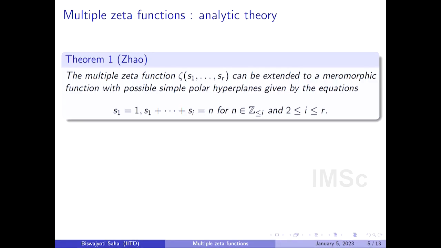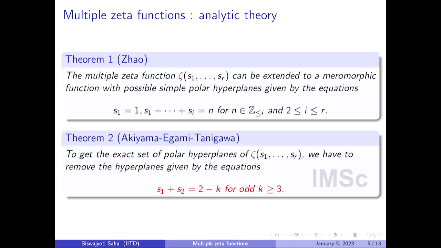So that's the first theorem, from Zhao, and I think soon after there was a theorem by Akiyama, Egami and Tanigawa which said the same thing, except that this list contains some redundant hyperplanes, so one needs to get rid of those, and these are the ones highlighted in red. If you throw them away, then you take any point on the complex plane not lying in these hyperplanes, and this function will be holomorphic there.